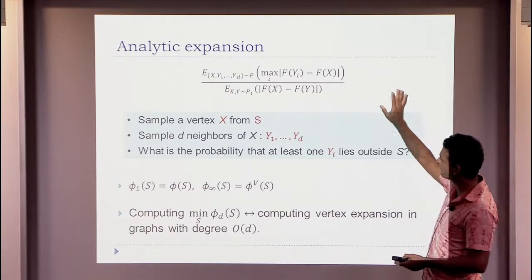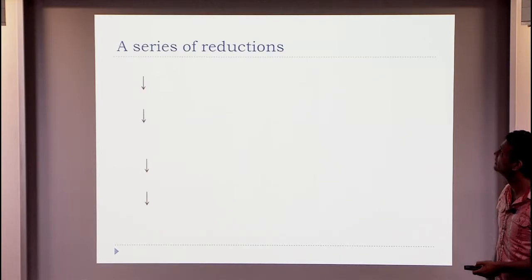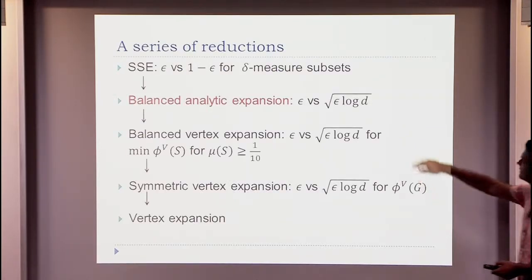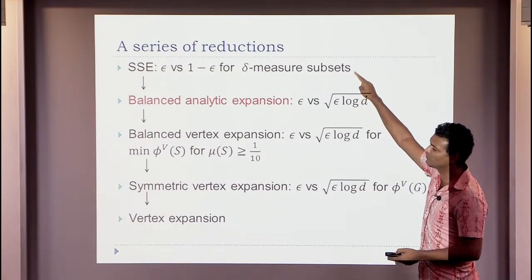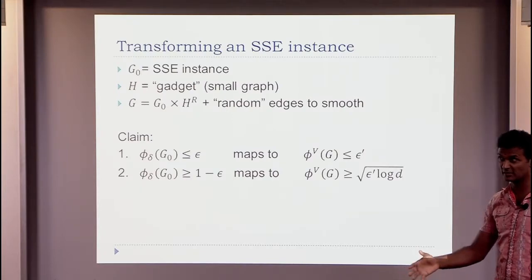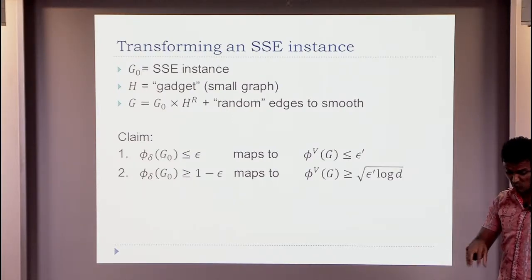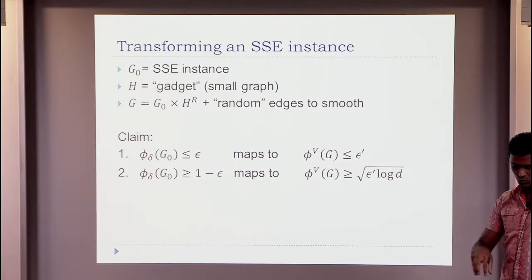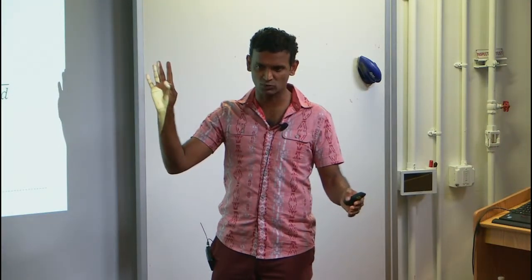So now we focus on reducing the hardness of this problem. This is the reminder. Basically, I sketched from here to here. Now we need to do this here for the balance. So this is the outline for how you take an SSE instance. You have a graph, and you want to check: is there a small subset whose expansion is less than epsilon, or for every small subset the expansion is almost 1.